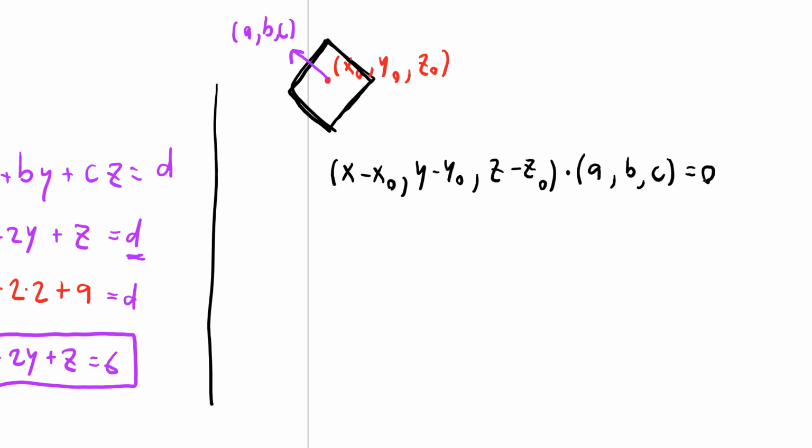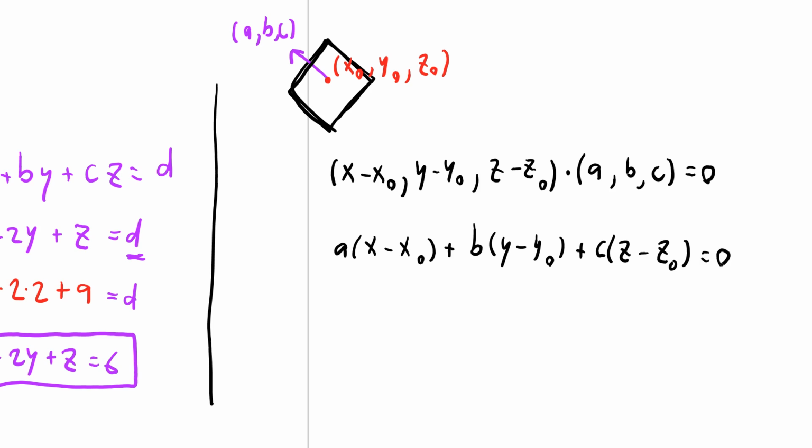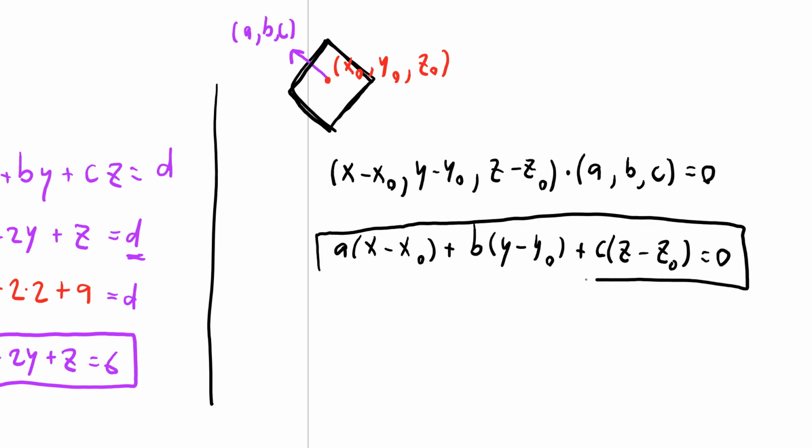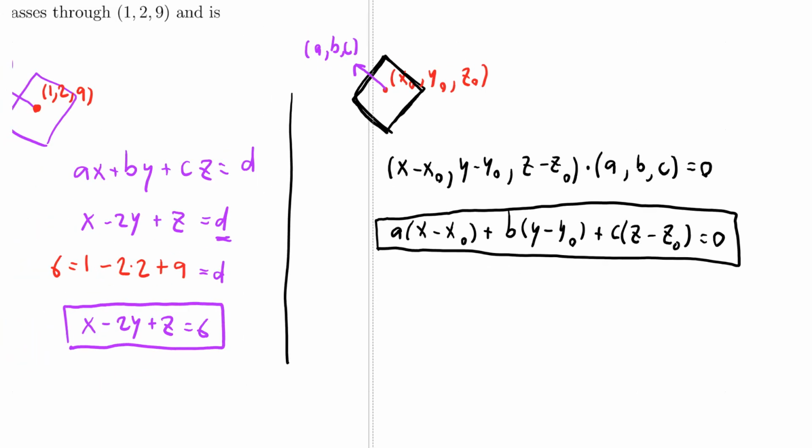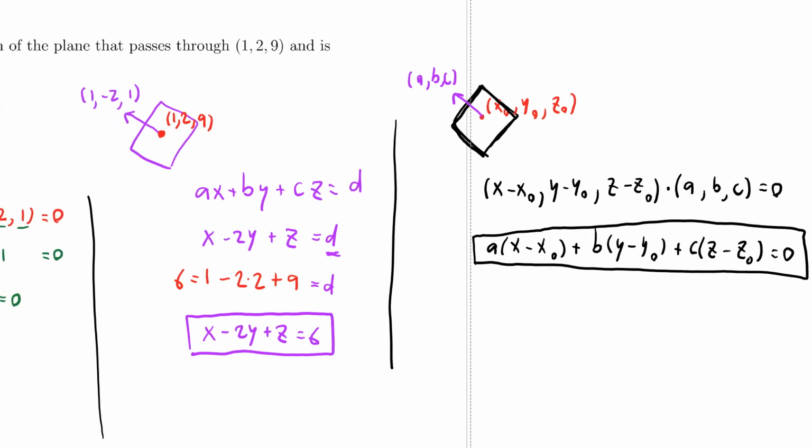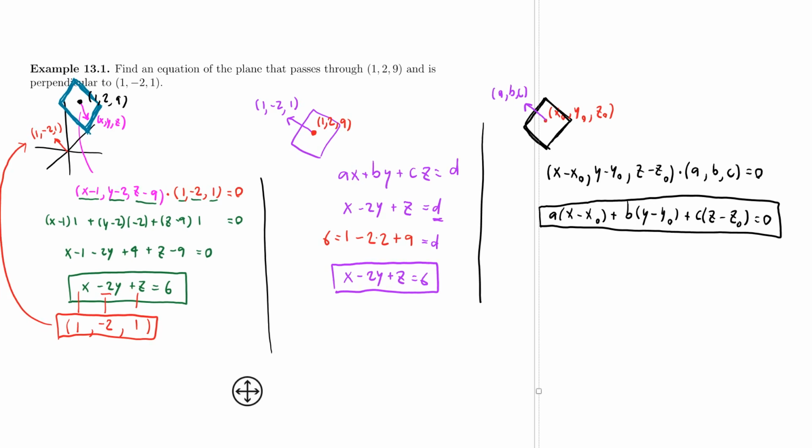In particular, I'm going to have a times x minus x0, plus b times y minus y0, plus c times z minus z0, equal to 0. So in general, this is the general formula for the plane that is going through x0, y0, z0, and is perpendicular to a, b, c. But if you understand how to define a plane from the normal vector, then there's actually no need to memorize this formula here.